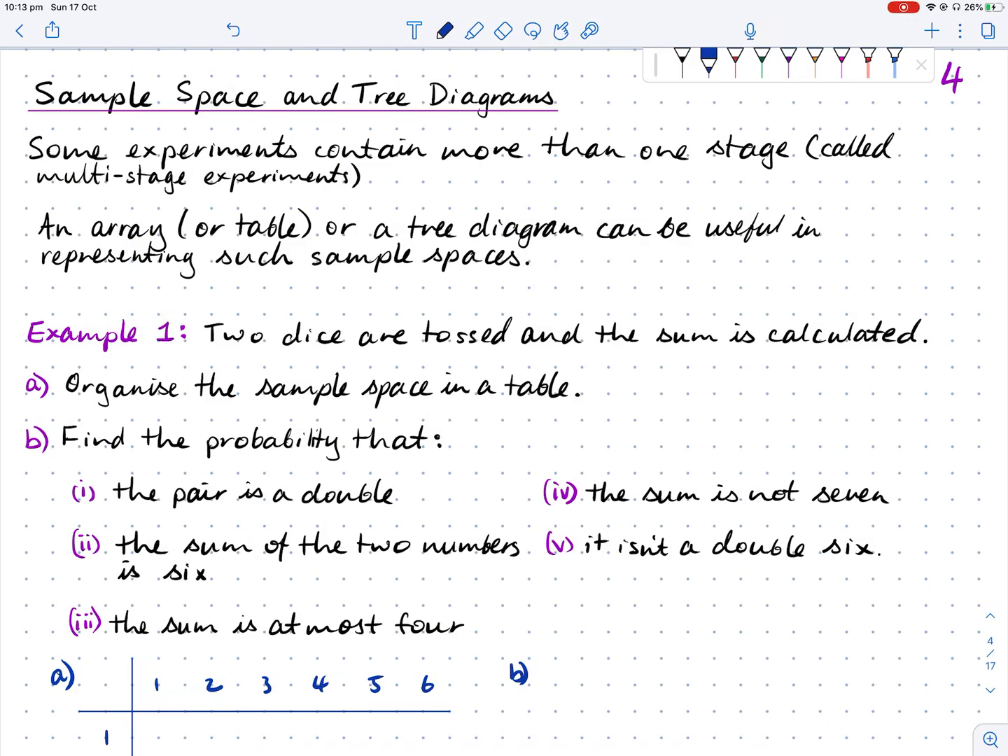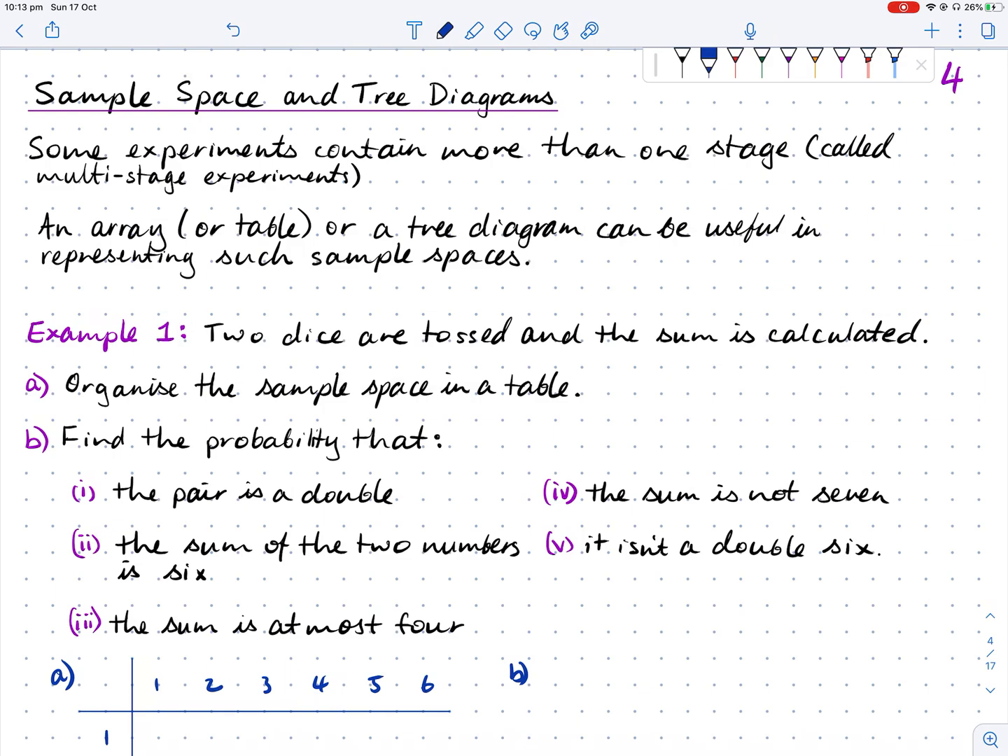Today we'll be looking at sample space and tree diagrams, and we're going to be focusing on experiments where there's more than one step to it. So when experiments have more than one step, we call them multi-stage experiments. So it might be that we've done two things in a row and we're looking at those combinations.